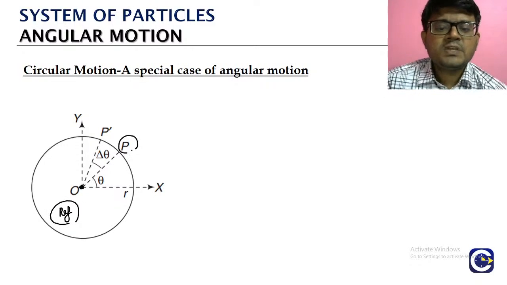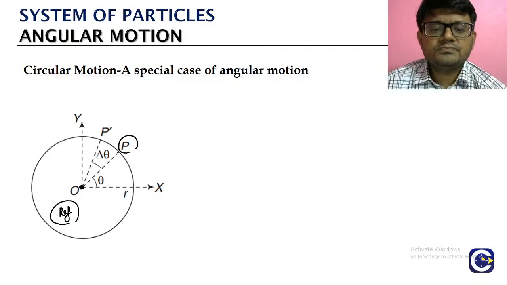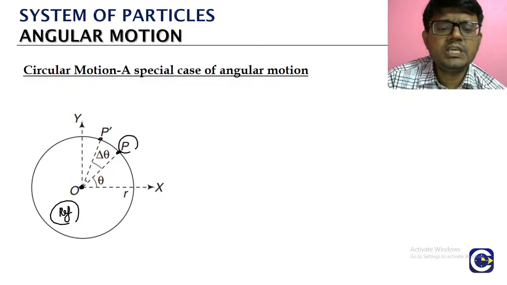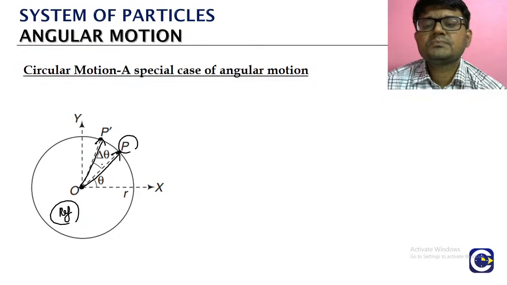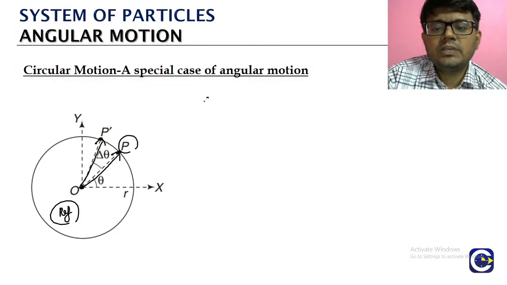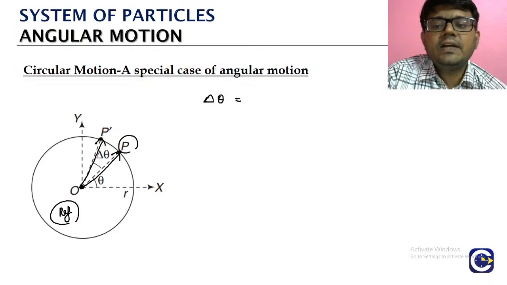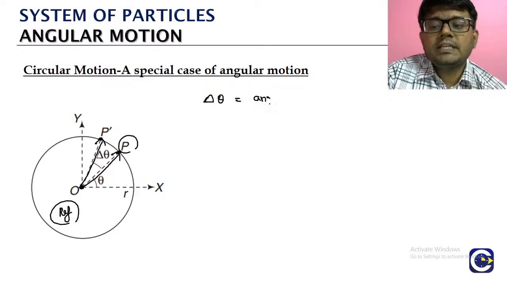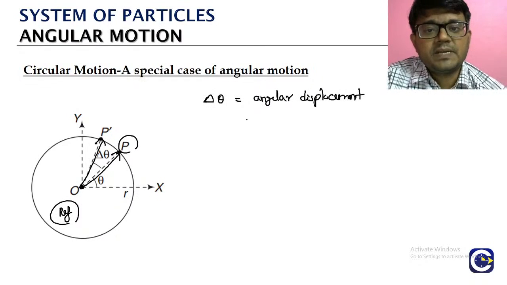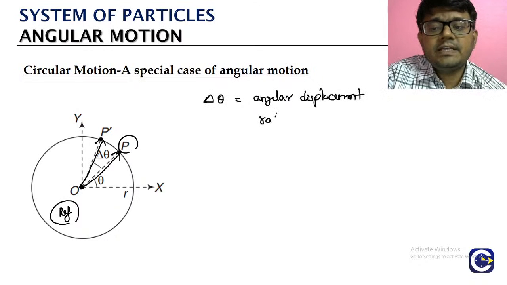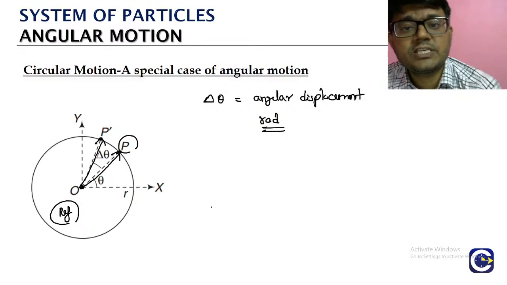Look here, the particle from point P is going up to P dash. So the position vector of the point is covering how much angle? Delta theta. So you know this delta theta we will be calling as angular displacement. What is the delta theta going to be called as? Angular displacement. What is its SI unit? Radians, because plane angle will be measured in terms of radians.